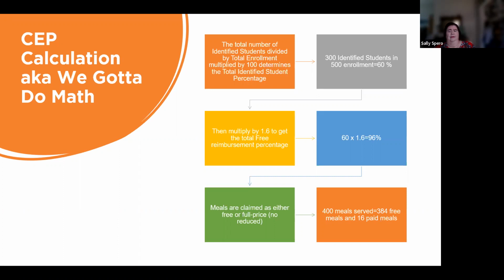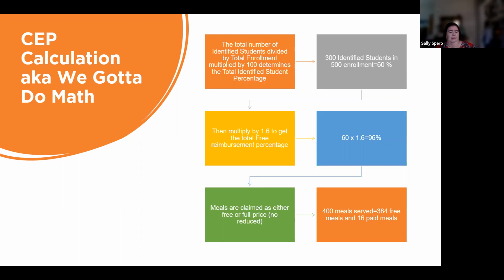So let me show you how that works. If you had 500 kids enrolled in a school and you had 300 that you had identified as directly certified for free, and you divided 300 into 500, you would get 60%. The next step is you multiply 60 times 1.6 to get the total free reimbursement percentage. So 60 times 1.6 equals 96%.